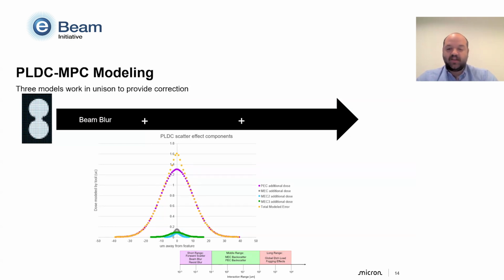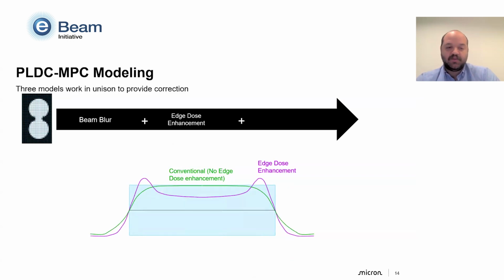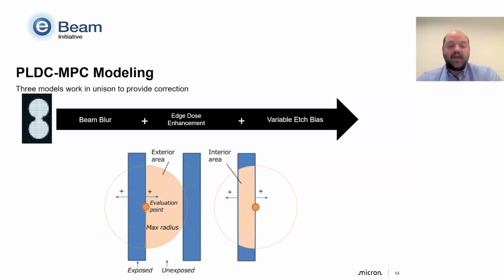This works directly with the edge dose enhancement model. This is increasing the dose at the edge of a feature to have increased contrast. This increased contrast reduces your dose latitude, thus decreasing your local CD uniformity. By working directly with the beam blur, this dose model is physically modeled well. And then any residual error is modeled by a geometric variable etch bias model.